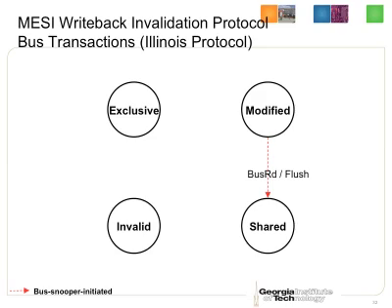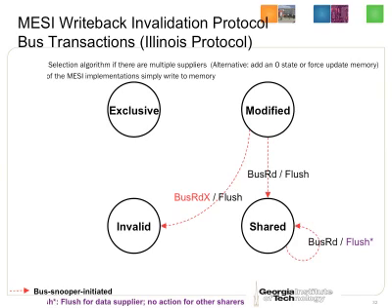Also, it has the bus transaction state machines. For modified, it will become shared if there's a bus read. It will flush the data if there's a bus read exclusive. This is the same as MSI. If it's a bus read, it will flush. It essentially becomes the supplier of the data.